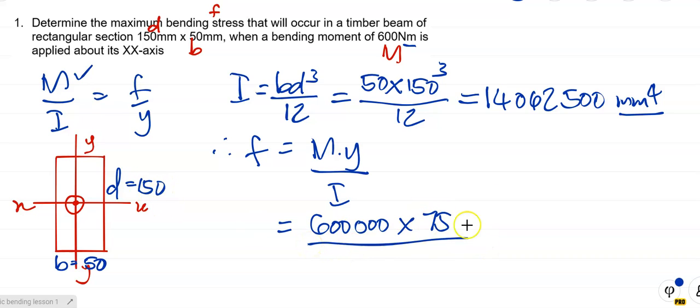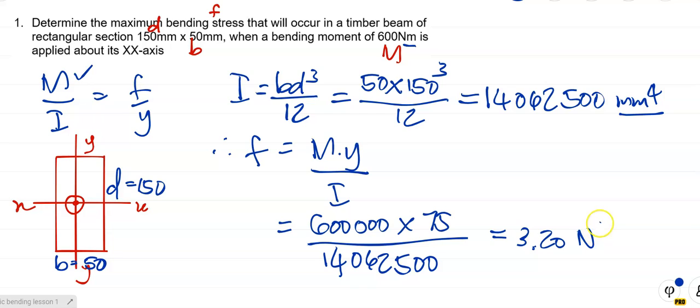Divided by I, that big number we just found, 14062500. Stop the video, do the calculation and check that you get the same answer as me. And yes, you should have gotten 3.20, and it's a stress. What's the formula for stress? Stress is force over area, so it will be newtons per millimeter squared.